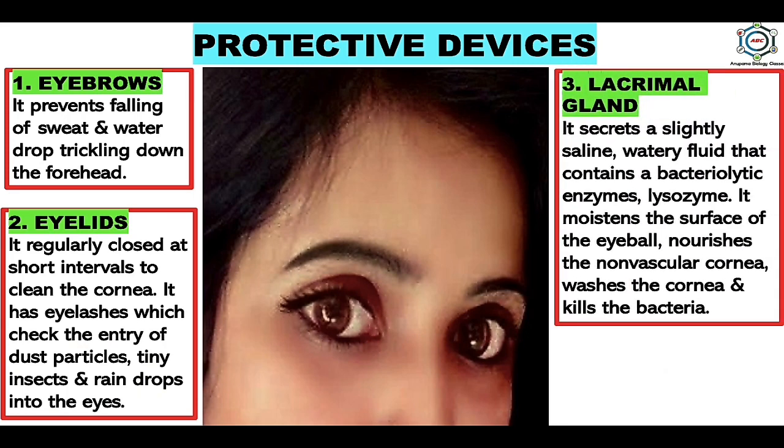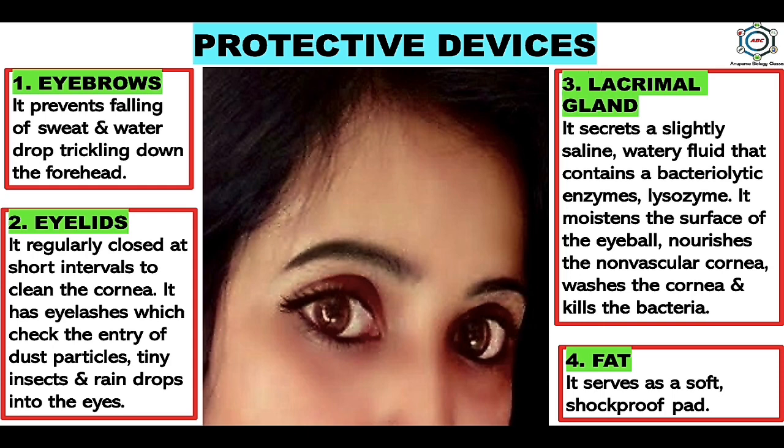Third is lacrimal glands. It secretes a slightly saline watery fluid that contains a bacteriolytic enzyme, lysozyme. It moistens the surface of the eyeball, nourishes the non-vascular cornea, washes the cornea and kills the bacteria. And the last, that is the fat, it serves as a soft shock-proof pad.